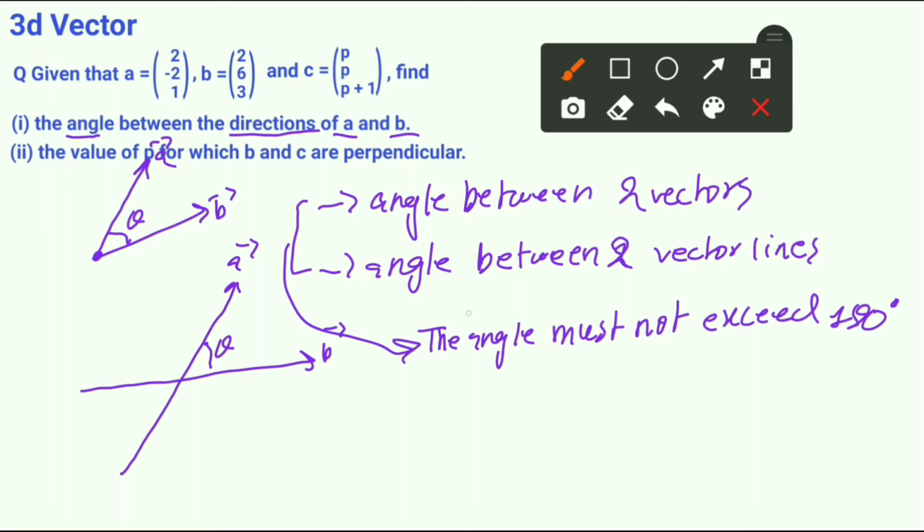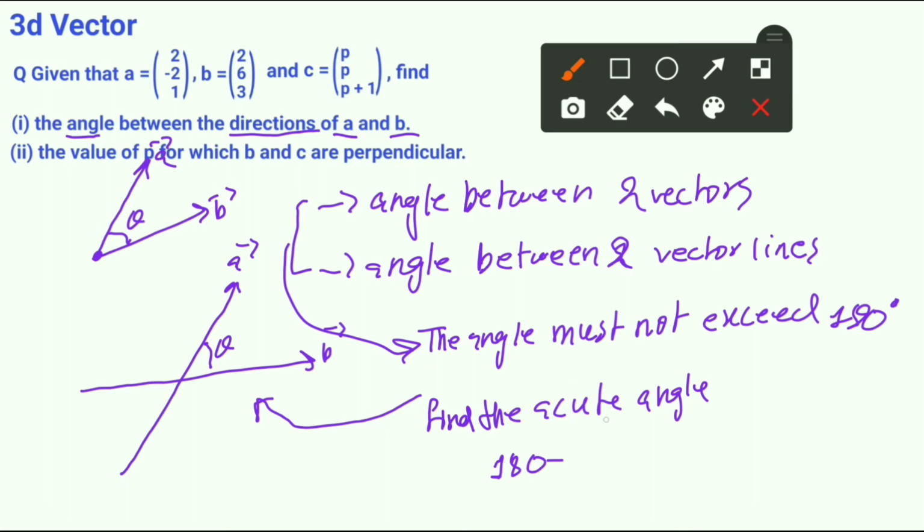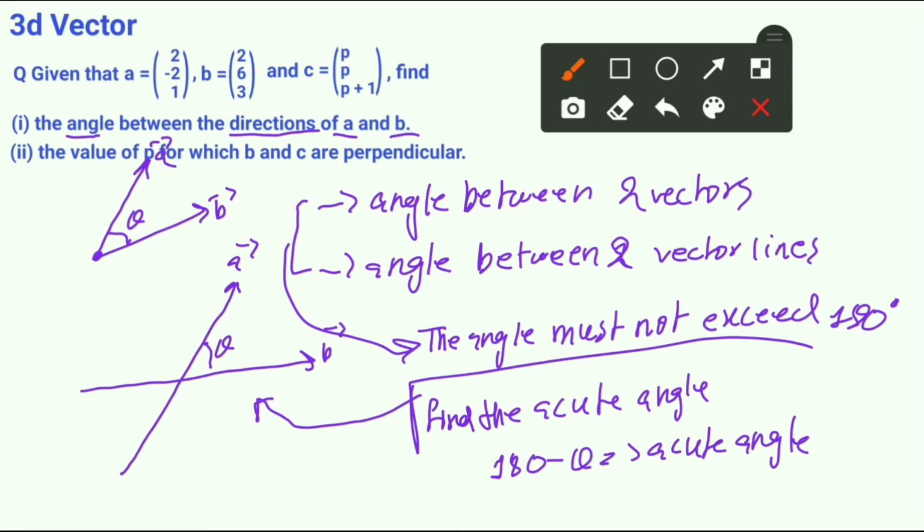This applies to both. The angle must not exceed 180 degrees. Third, if you are asked to find the acute angle, then it is about the angle between two vector lines. First you find the angle, and then you subtract it from 180 to find the acute angle. You will always be asked about the acute angle when trying to find the angle between two vector lines. So there are two possibilities whenever you are trying to find the angle between two vector lines.